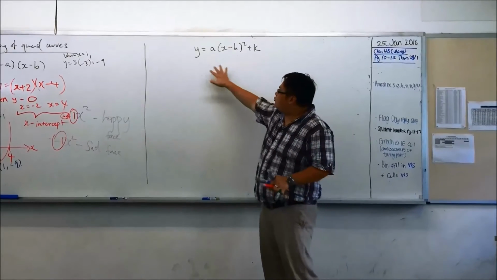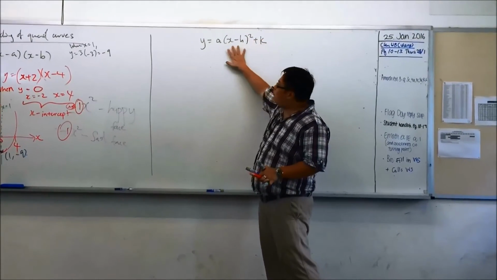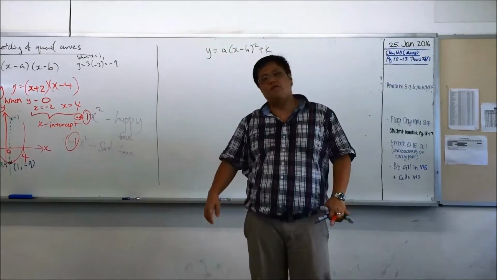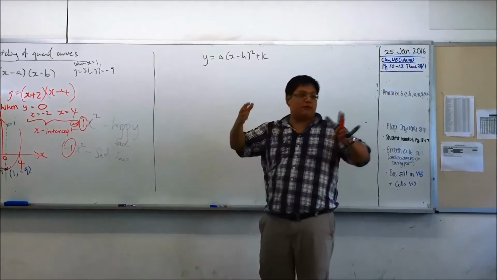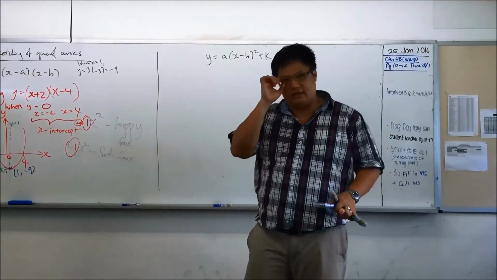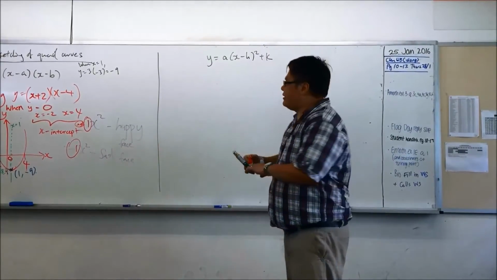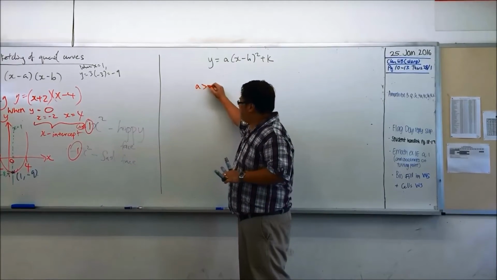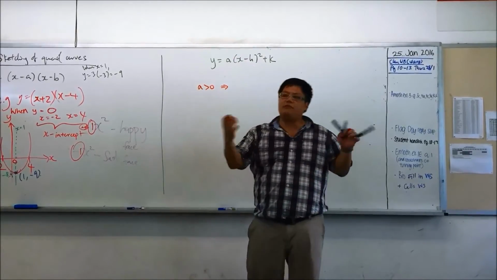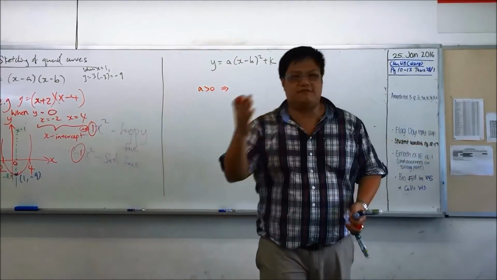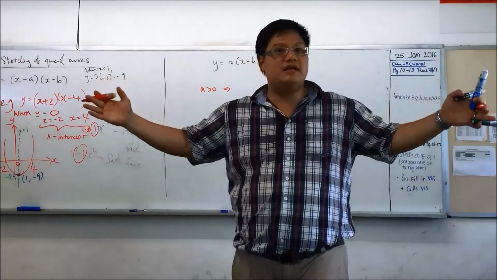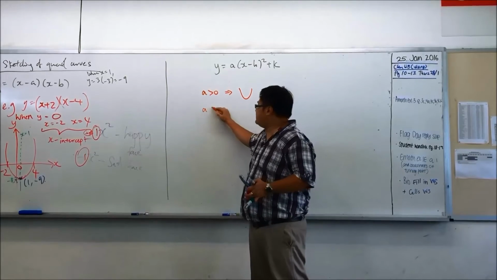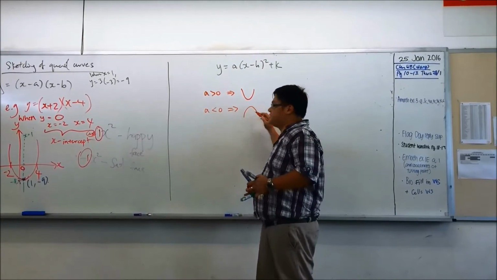This quadratic graph is in the form y equals a(x minus h) squared plus k, based on what you have seen from my previous video, the one that I did last year. This a tells us very important information. When a is positive, do we have a smiley face or a sad face? It is a smiley face, a U-shaped graph. When a is negative, you will have a sad face graph.